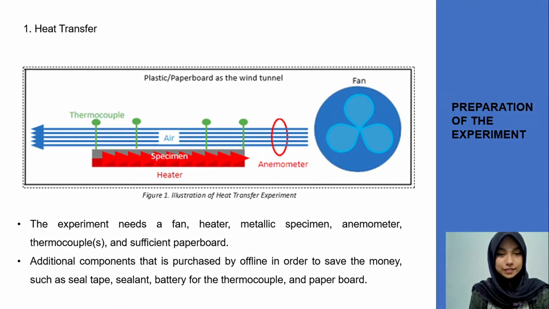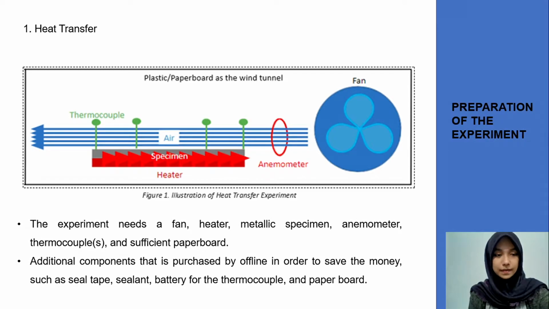So this is the preparation of the experiment. First is heat transfer. As we can see, the figure shown is the illustration of the heat transfer experiment. These experiments need a fan, heater, metallic specimen, anemometer, thermocouples, and sufficient paper board that acts as a wind tunnel. All of these tools were purchased online except the fan. Then the shipping planning is up to the online store, such as Cepat, GNT, etc. Moreover, there are some additional components that were purchased offline in order to save money, such as seal tape, sealant, battery for the thermocouple, and paper board.